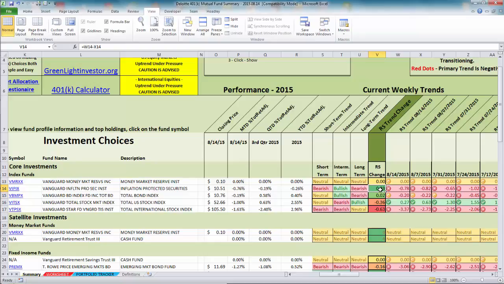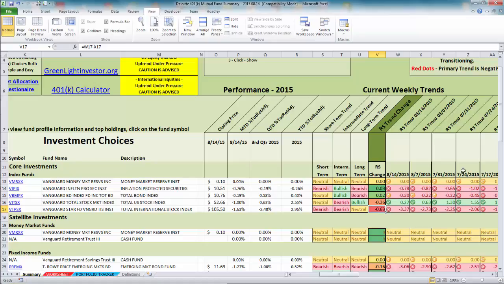The center column, V, shows you the week-over-week trend scores, and the bright green will show you the funds that have been the strongest on a relative strength basis, and the red notes will highlight the funds that have been the weakest on the week-over-week basis.